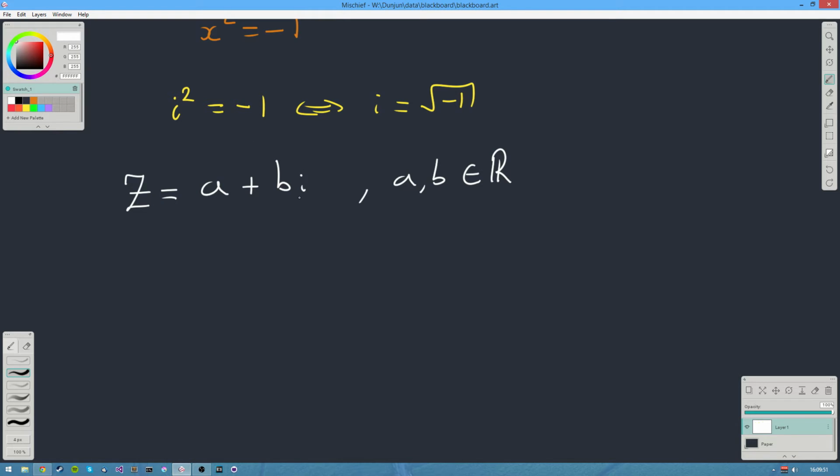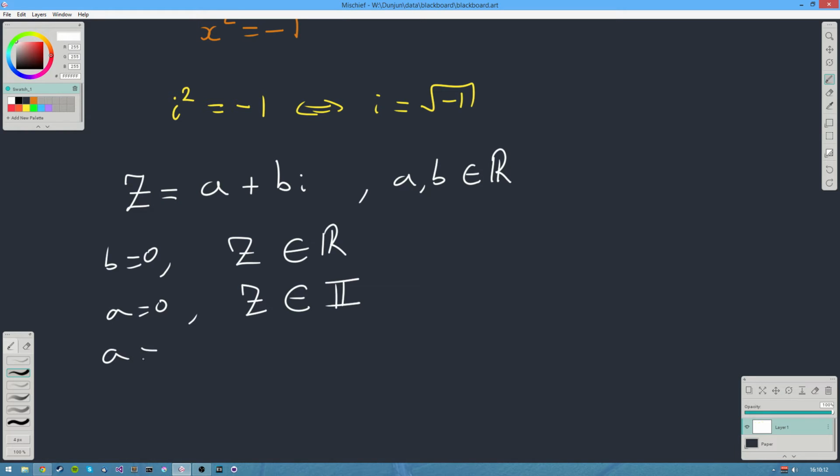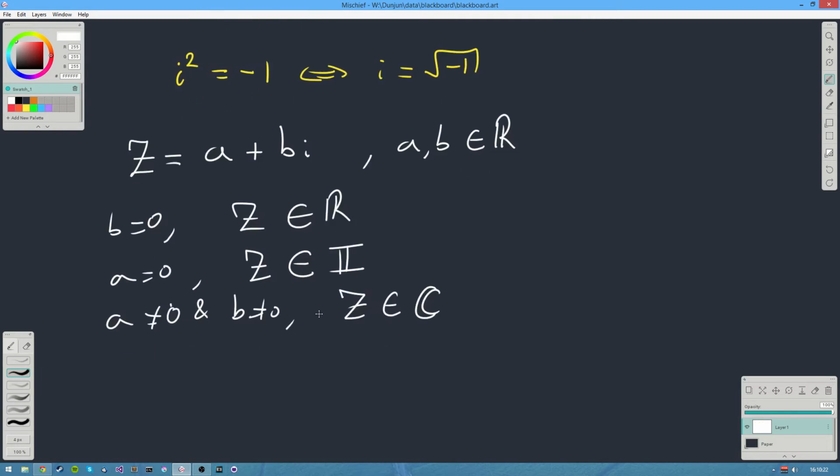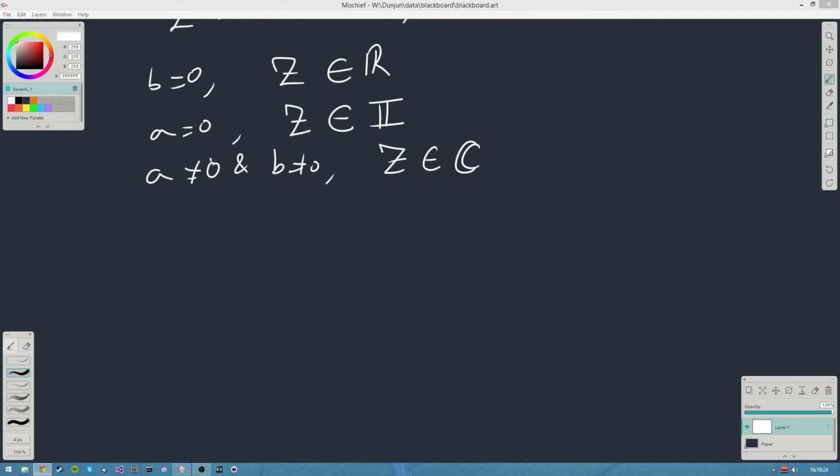And if b equals 0, then z is actually a real number. However, if a equals 0, z would now equal an imaginary number. But if a doesn't equal 0 and b doesn't equal 0, then z is a complex number. Hope that makes sense. Okay, good.